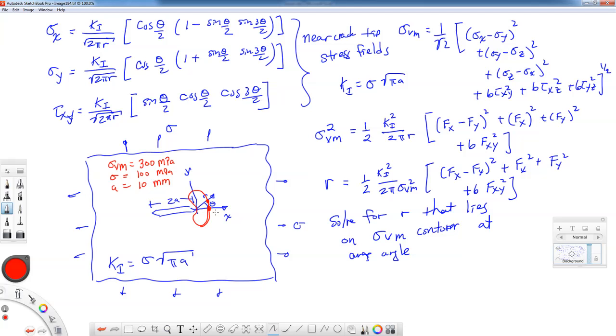Okay, so that's what our constant von Mises stress contour is. Now we can increase the von Mises contour or decrease it, and that would just give smaller or bigger contours, but the shape would be the same. So we're going to plug in different values of theta.